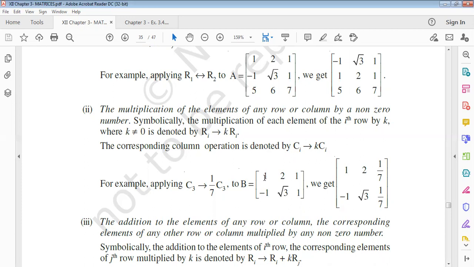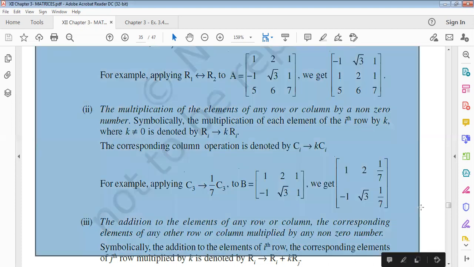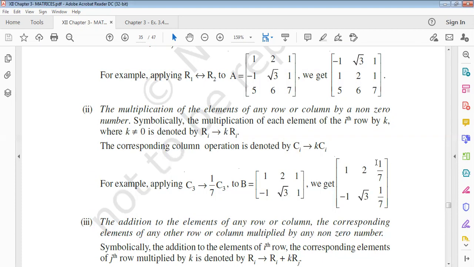It is a 2 cross 3 matrix, and we are multiplying 1 by 7 to the third column. That means the third column of this matrix has the elements 1 and 1. If we multiply this by 1 by 7, then both elements become 1 by 7 and 1 by 7, which are shown here in the given matrix.